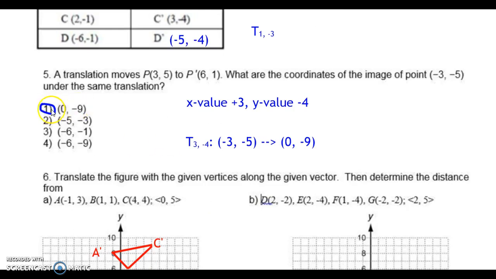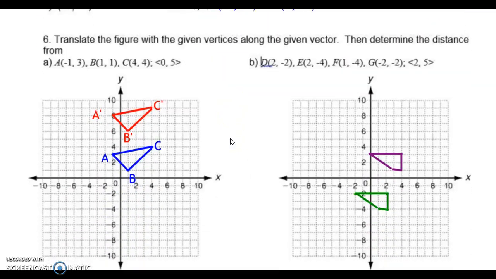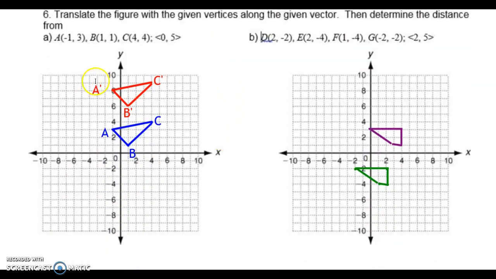For question number 5, that was a multiple choice question that asked us, well, what were the coordinates of the image of point (-3, -5)? Here's the translation, and we applied that translation using the rule. For number 6, here were the appropriate translations. This one, (0, 5), means we just slide everything up by 5. And (2, 5) means we slide everything up by 5 and over to the right by 2.